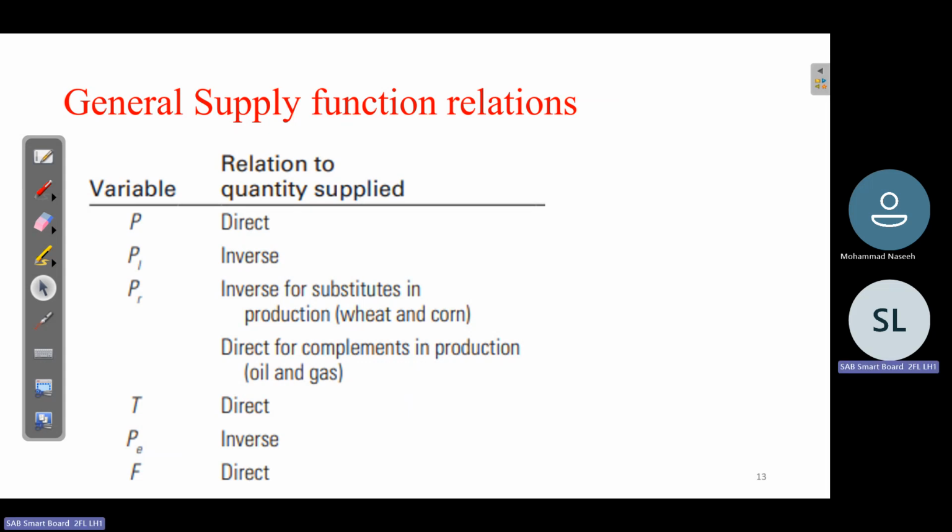For example, our famous example, the example of beef and cow skin. And with that, all the demand materials and supply materials are covered.